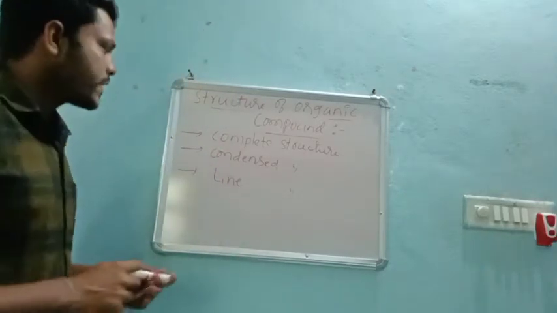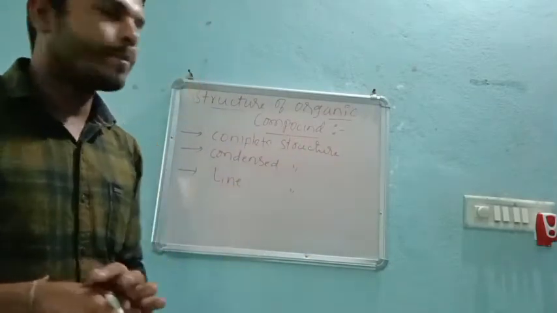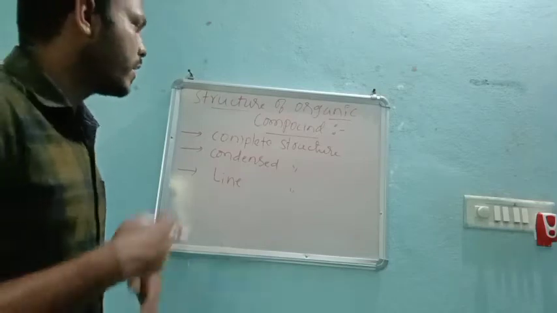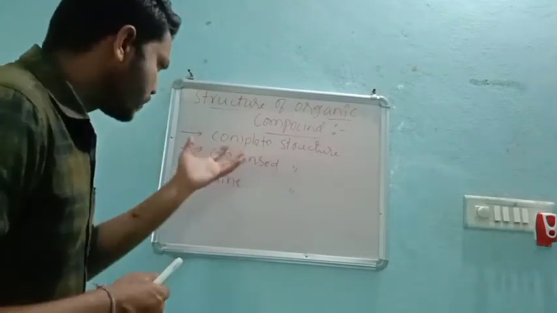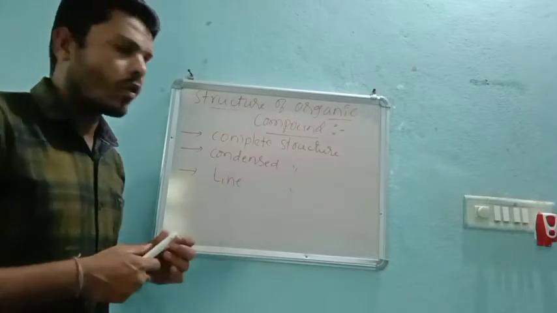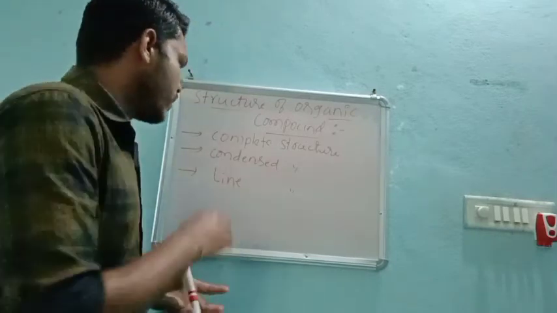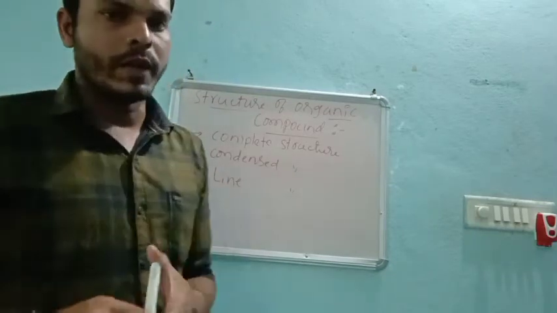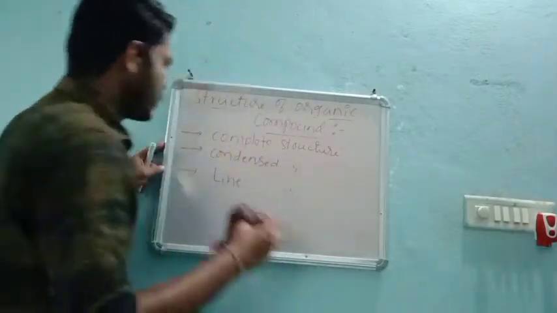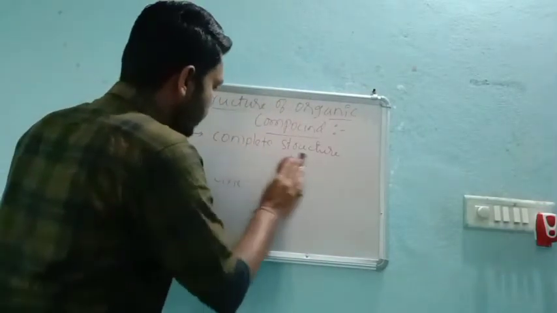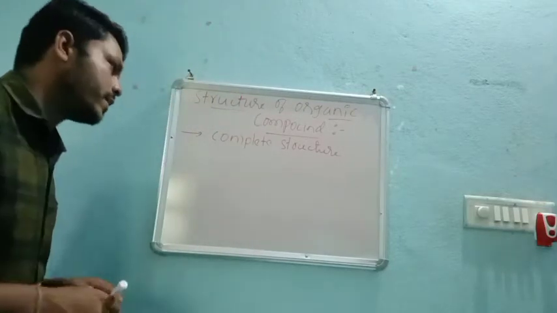So these are the 3 types of structure by which we can write the different forms of organic compounds. What complete means, what condensed means, what line structure means, we will see one by one in this video. We will try to complete a minimum of 2 structures in this video. So let us see the complete structure. These are very easy, you can catch these points very easily.